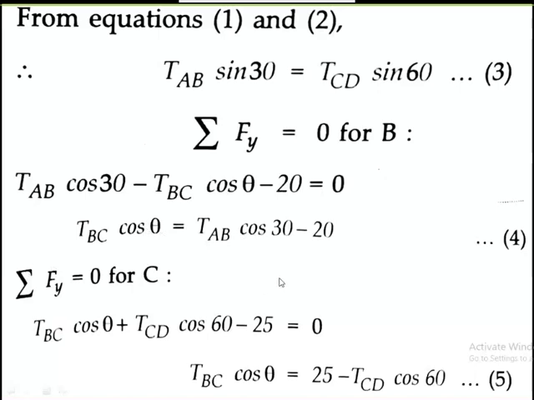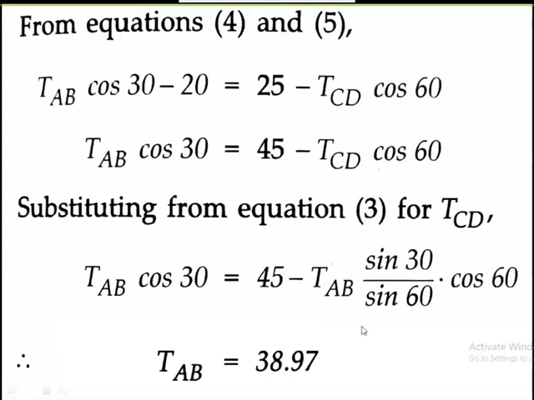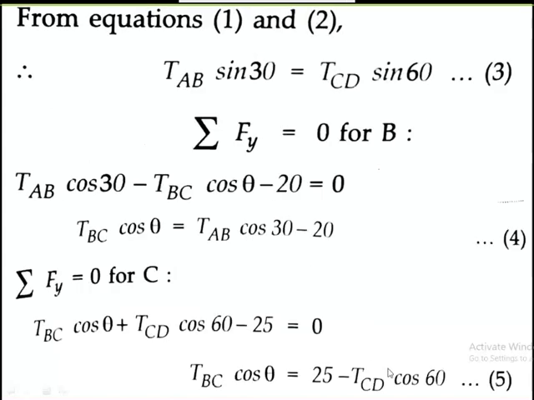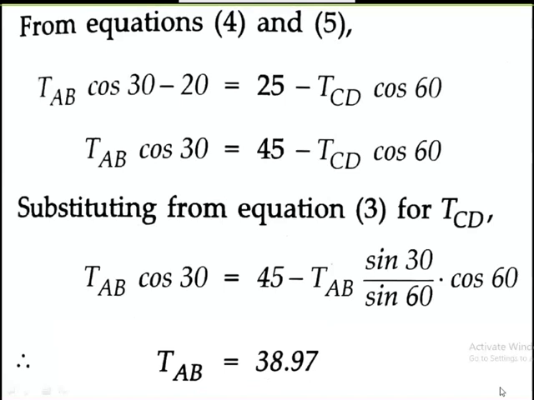Similarly, I'll sum up all the forces in the vertical direction at the joint C. You can observe that TBC cos theta plus TCD cos 60 minus 25 is equal to 0. So TBC cos theta is equal to 25 minus TCD cos 60. I call the previous one equation 4 and this one equation 5.